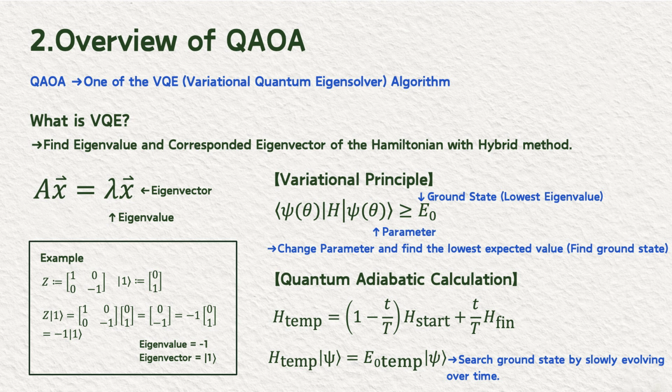VQE optimizes the parameters to minimize the expectation value using a classical computer to iteratively approach the ground state. QAOA enhances VQE by incorporating quantum annealing, which involves evolving the Hamiltonian over time to find the desired eigenvalue. The capital T represents the total time, and the lowercase t represents a specific point in time. As time progresses, the system gradually converges to the desired Hamiltonian. These methods are used to find the eigenvalue or solution to the problem.